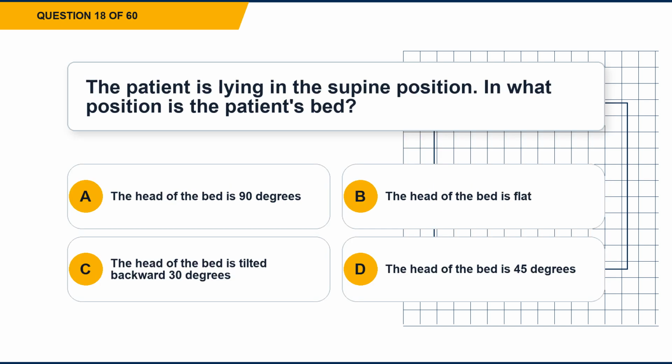Question 18. The patient is lying in the supine position. In what position is the patient's bed? Option A, the head of the bed is 90 degrees. Option B, the head of the bed is flat. Option C, the head of the bed is tilted backward 30 degrees. Option D, the head of the bed is 45 degrees.